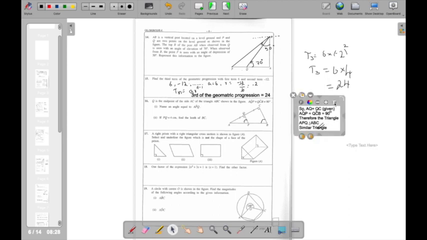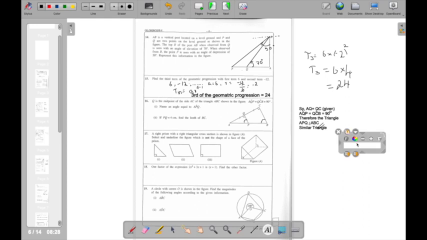Right, similar triangles. Therefore, name an angle equal to APQ. You can tell that APQ is equal to ABC, and so the answer can be obtained.